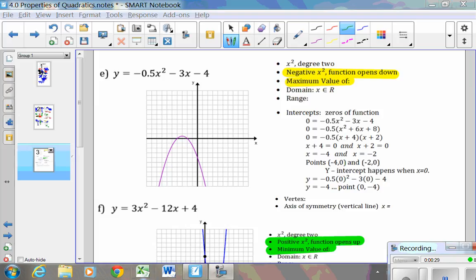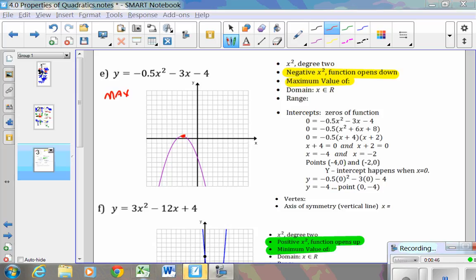So the first thing again that we're looking at is the fact that it's a negative x squared function. A negative x squared function is going to tell us that our function is opening down, so we have a maximum value. So again, use maximum on your calculator. We want to find this point.